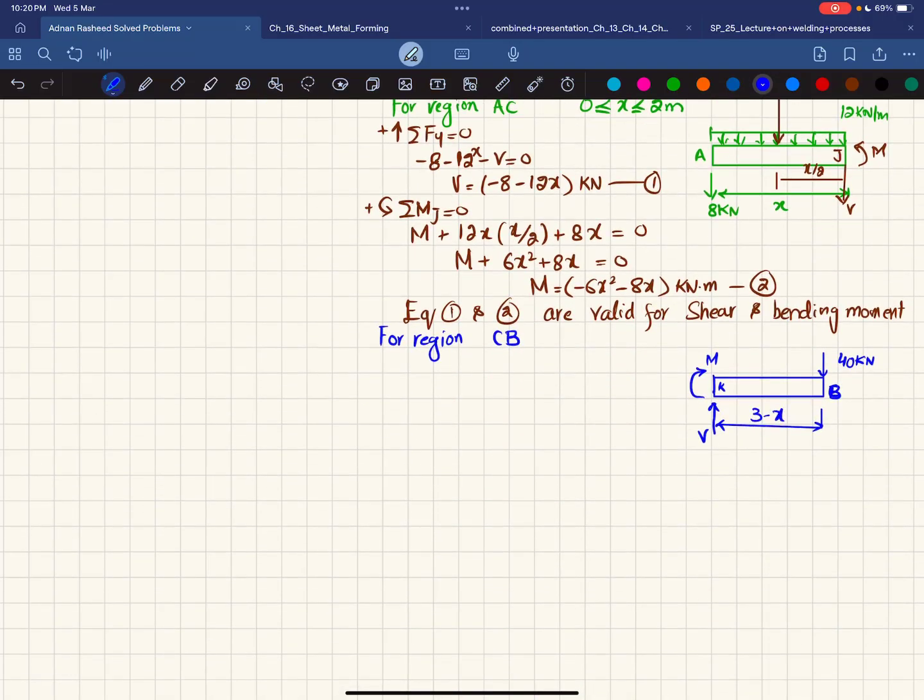Now we'll find this V and M by using the equations of equilibrium, and here x will be greater than 2 meters and less than or equal to 3 meters. Okay, so we'll find this V and M by using the equations of equilibrium.